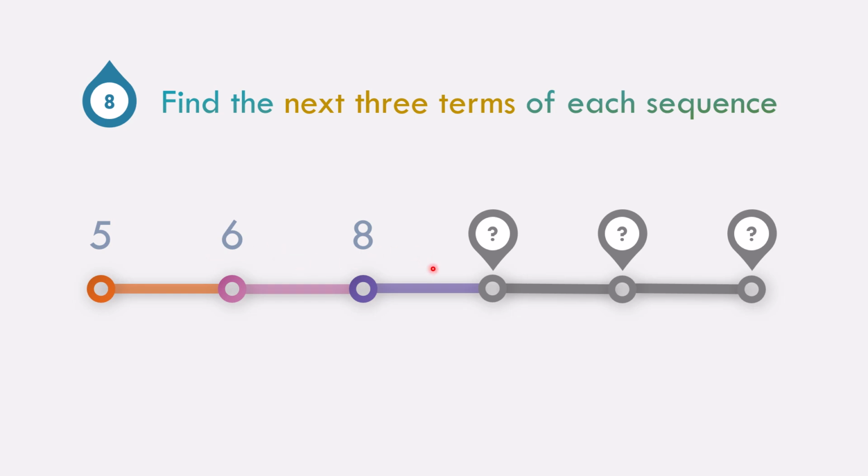8 plus 3 is 11. Here we added 3, so next is 4. 11 plus 4 is 15. If here we add 4, so here we need to add 5. 15 plus 5 is 20. So the next three terms are 11, 15, and 20.